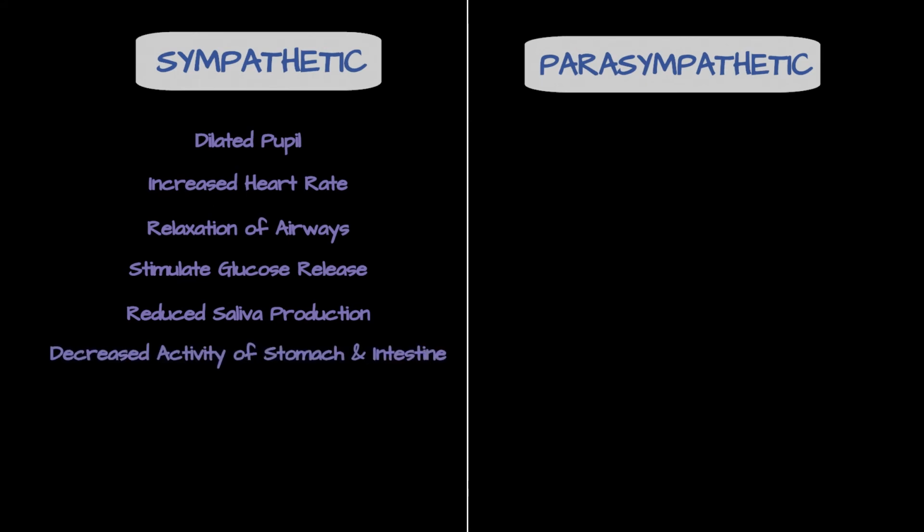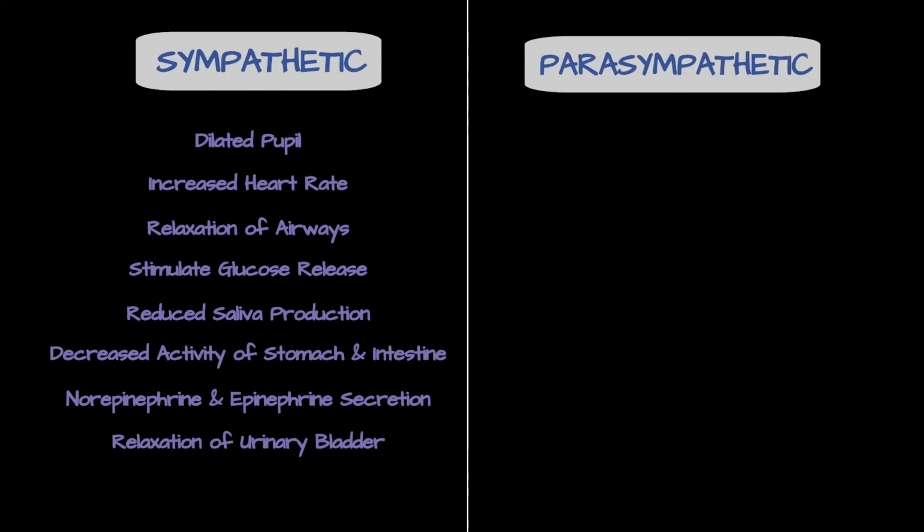In sympathetic activation, there will be dilated pupil, increased heart rate, and relaxation of airways. It will stimulate glucose release by the liver to meet the higher energy demand. The saliva production will be reduced, and the activity of stomach and intestine will also be reduced. The secretion of epinephrine and norepinephrine occurs into the circulation. It relaxes the urinary bladder.